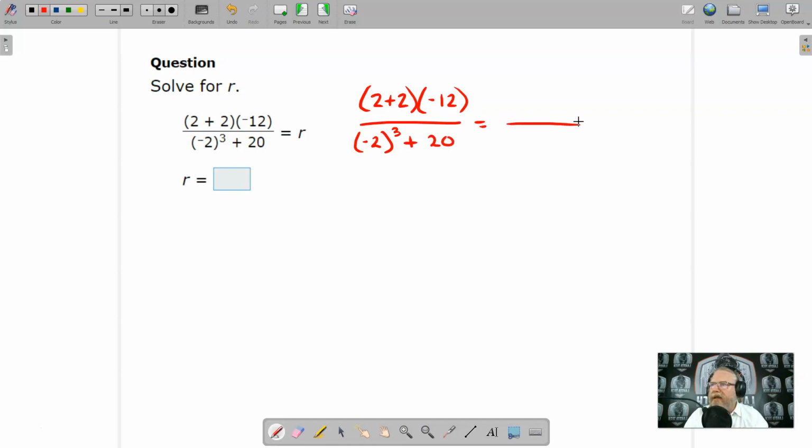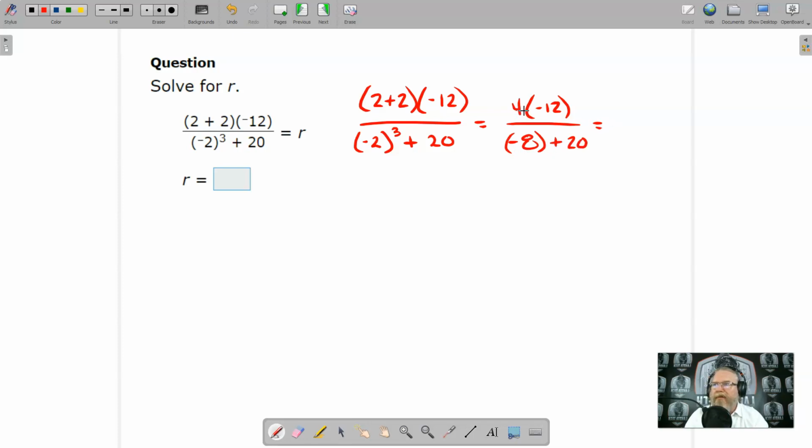Let's go ahead and simplify the numerator. 2 plus 2 is 4. And I need to multiply that 4 times negative 12. And now I need to deal with this exponent right here. Now remember whenever I told you that a negative number raised to an exponent, if it's even, produces a positive result, and if it's odd, it produces a negative result. Well, 3 is odd, so I know that my answer is going to be negative, and 2 to the third power is going to be 8, so that's a negative 8. And what the heck, we'll go ahead and leave it in parentheses as well. Let's bring our plus 20 over.